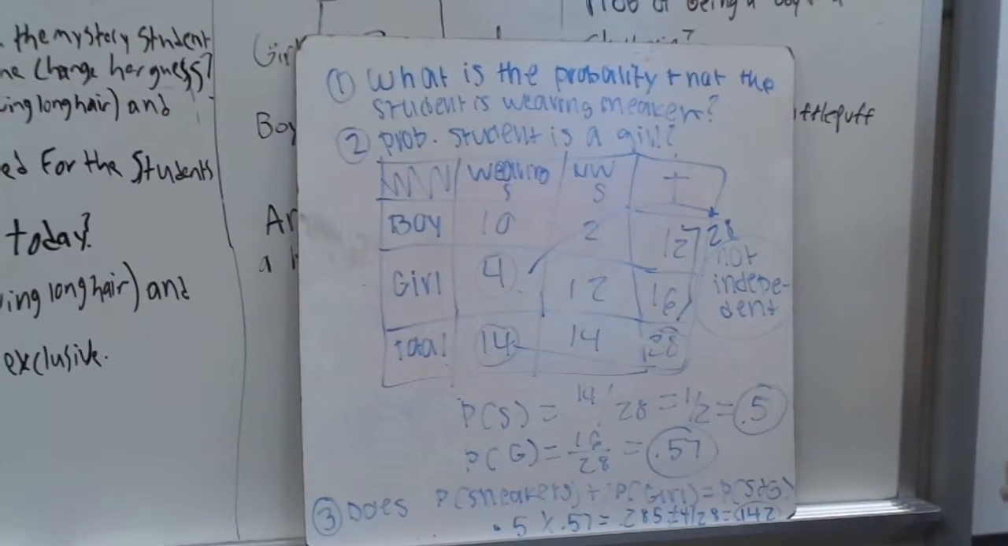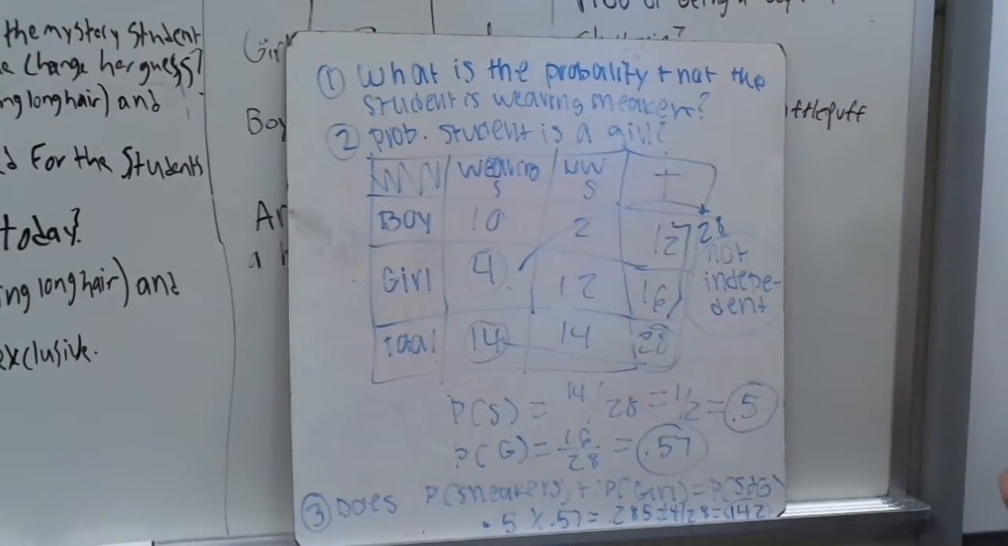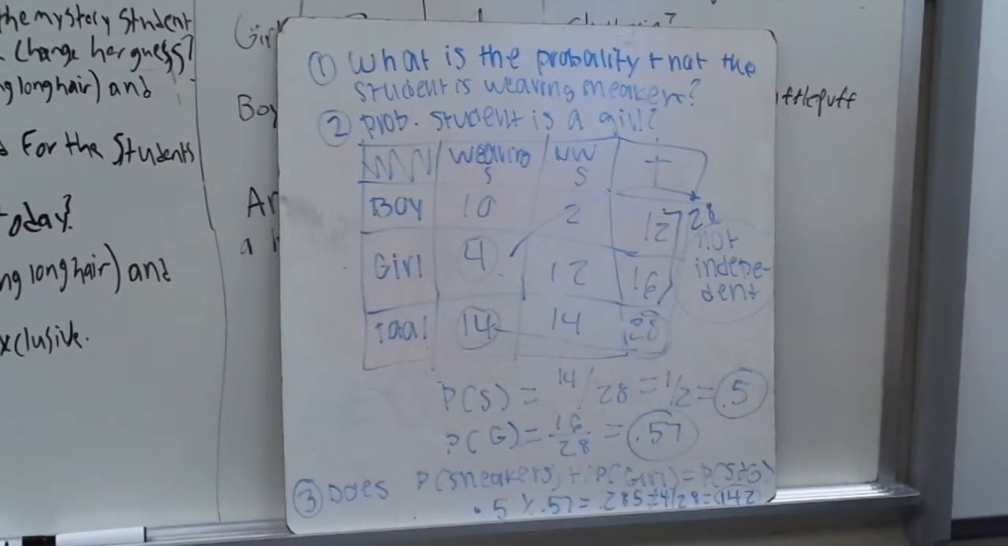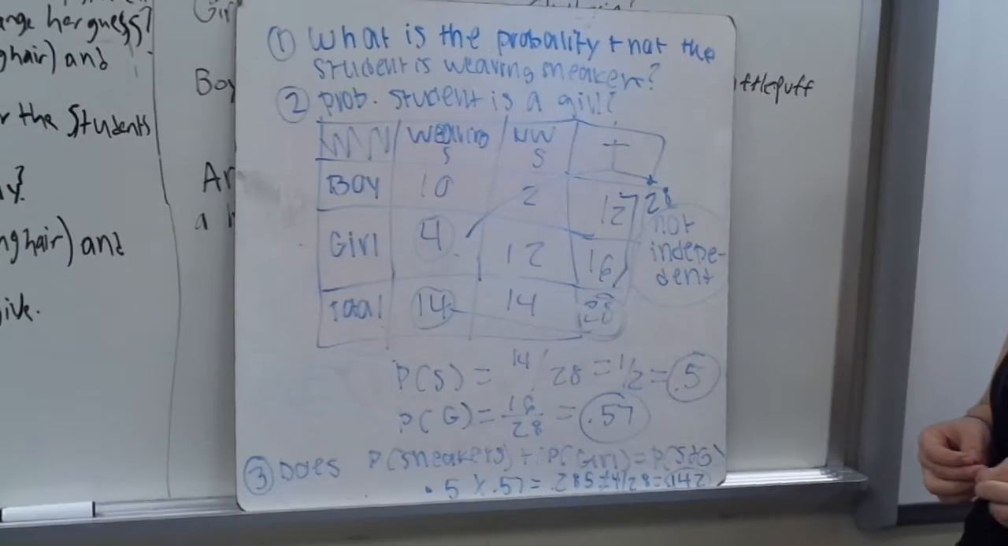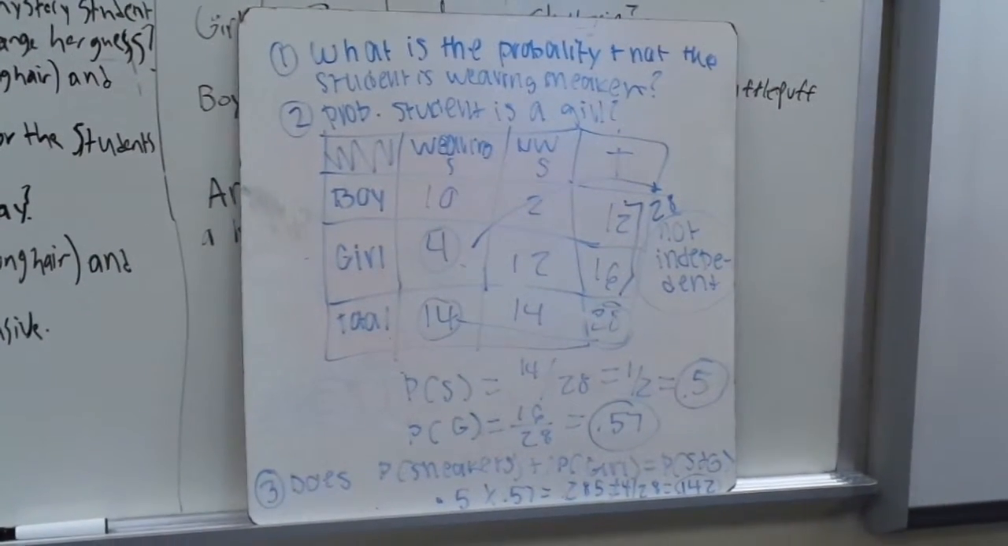And then the second question asks, what is the probability that the student is a girl? So this probability the student is a girl would be 16 out of the 28 total, which would be 0.57.